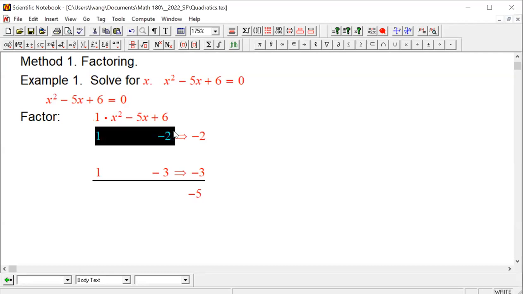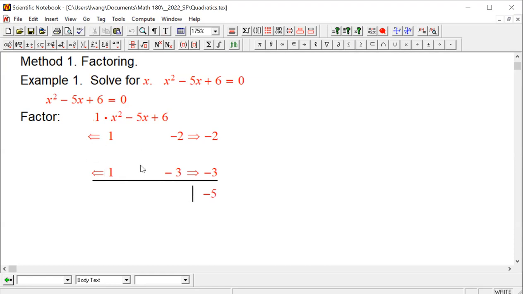Let's see how we construct the factors. From the first row, I'm going to construct a factor. In the second row, I'm also going to construct a factor. That's why we set it up this way. So what does the first row tell me? The first row has two numbers, 1 and -2. The 1 goes with 1 times x, and then -2.